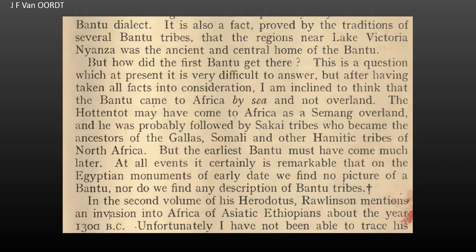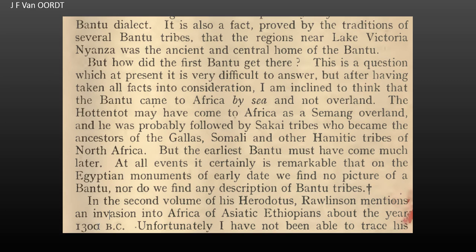It is also a fact, proved by the traditions of several Bantu tribes, that the regions near Lake Victoria, which is in Kenya, Tanzania, was the ancient and central home of the Bantu. But how did the first Bantu get there? This is a question which at present is very difficult to answer, but after having taken all facts into consideration, I am inclined to think that the Bantu came to Africa by sea and not over land. Well, I disagree with that, but who knows, right? Maybe some people took a boat.